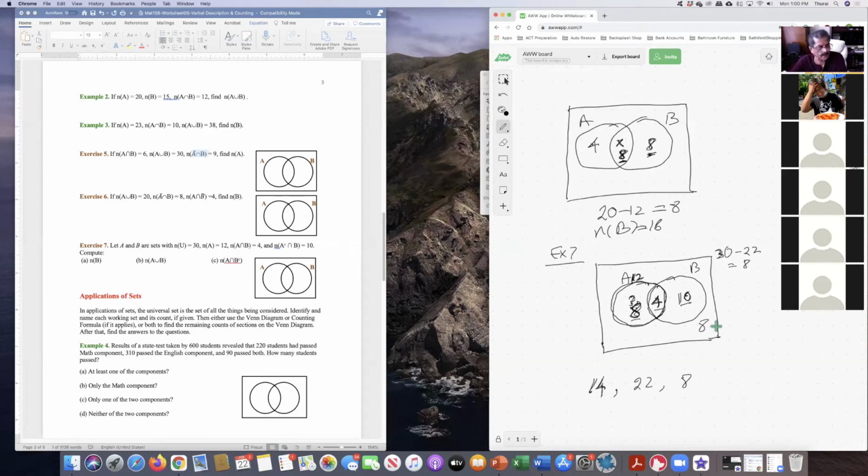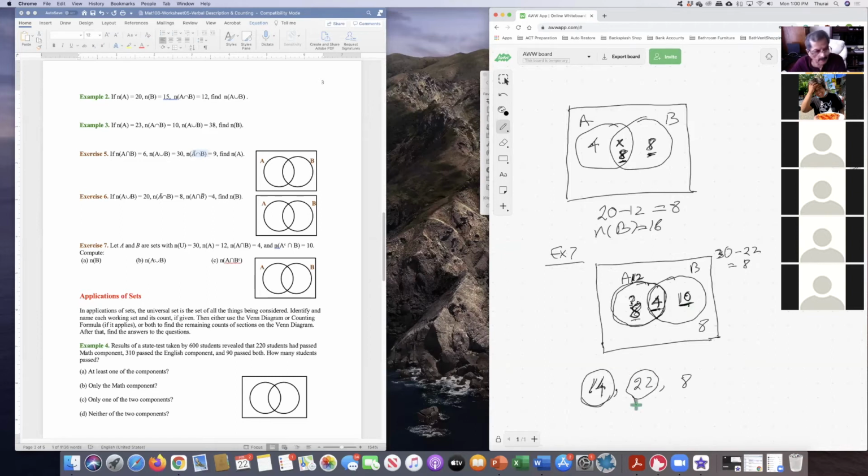Okay, let's start answering the question now. Count of B will be 4 and the 10 together, which is 14. So this one was right with that. Part B is count of A union B. That'll be 8 plus 4 plus 10. That's 22. That's correct for part B.